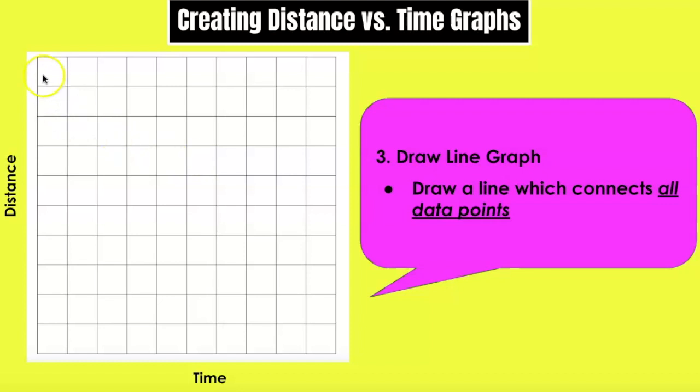Once we have a graph with set up axes and plotted data points, we're ready to finally draw our line. All I need to do in order to create my line is to draw a line connecting all of the data points that I've plotted. This means that my line should pass through every single one of my data points. Whether or not it is linear is based on the motion of the object that you've plotted.